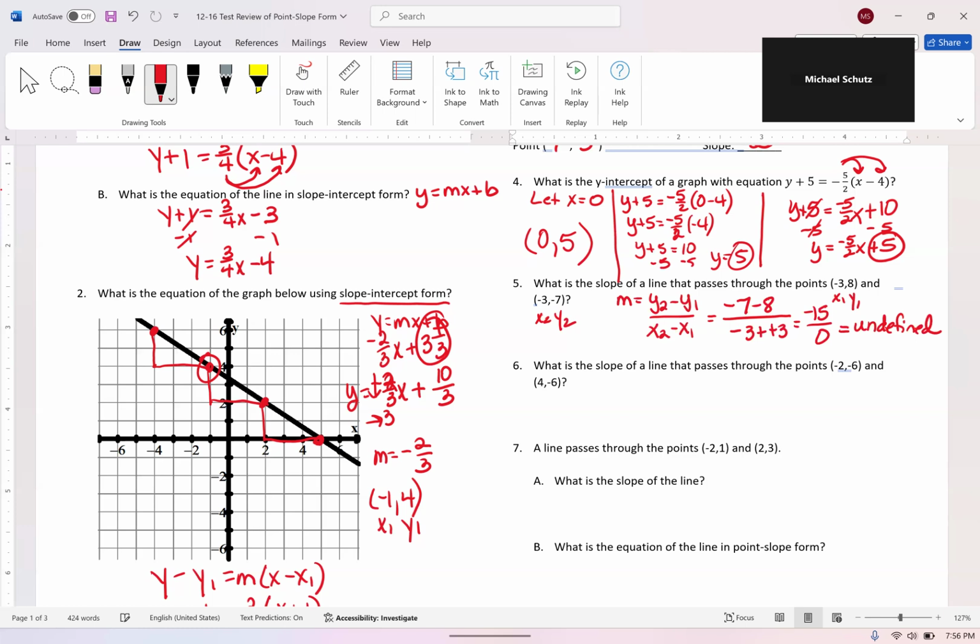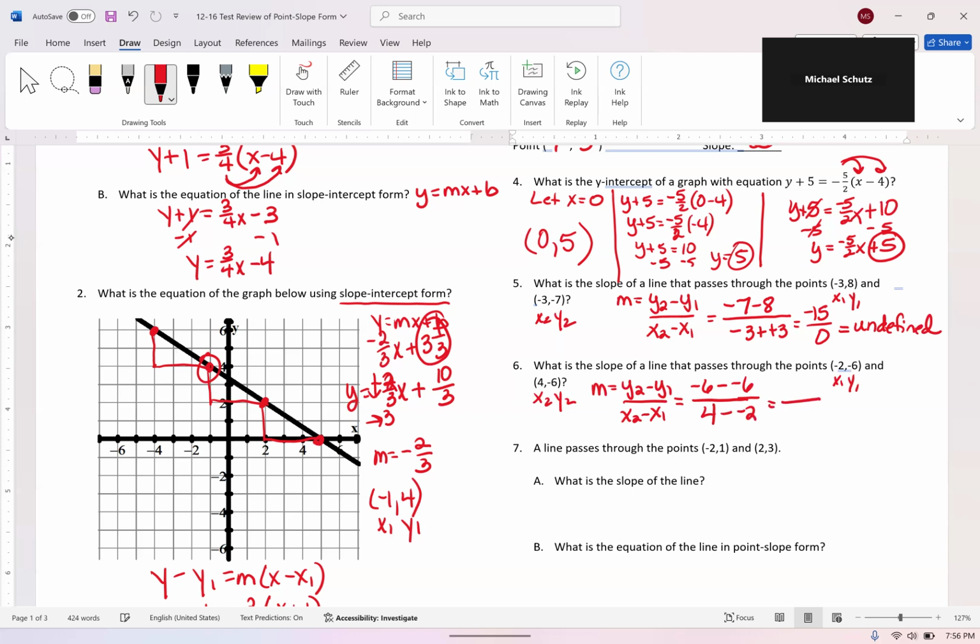All right, let's look at number 6. It says, what is the slope of the line that passes through -2, -6, and 4, -6? Same way of doing the problem. Label your first point, x1, y1, your second point, x2, y2. Use the formula, y2 minus y1 over x2 minus x1. Okay, y2 minus y1, -6 minus -6. x2 minus x1, 4 minus a -2.